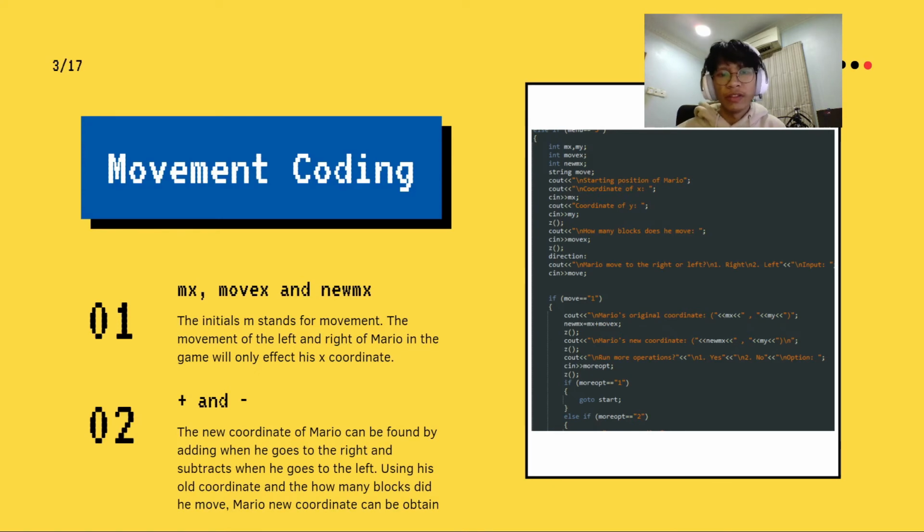The last operation is the movement coding. The first one is mx, movex, and new mx. Mx stands for movement x, which is operation movement, x coordinate.